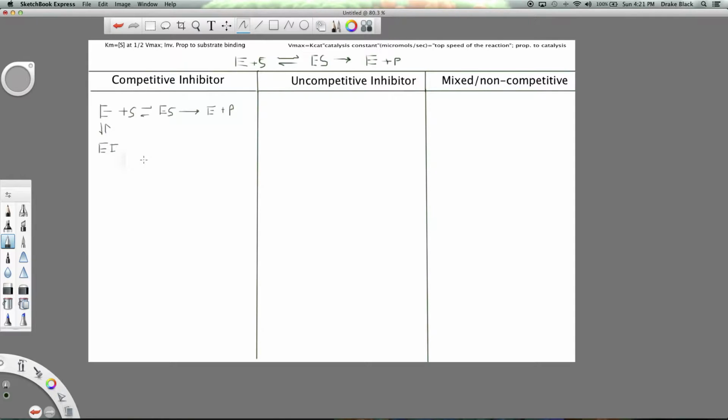The graph of this is actually really simple. It would look kind of like this and this. So this is what's called a double reciprocal plot or a Lineweaver-Burk plot. It's basically your y-axis is 1 over the v naught, and then your x-axis is 1 over the concentration of substrate.